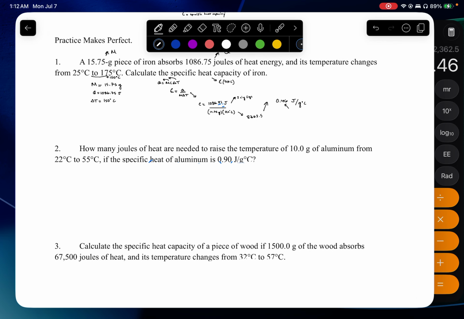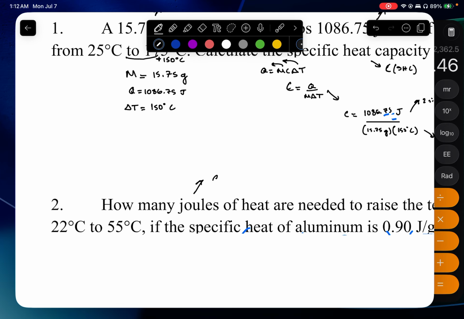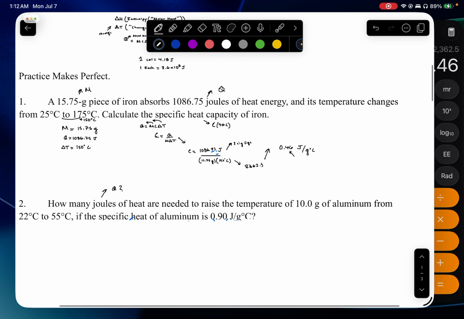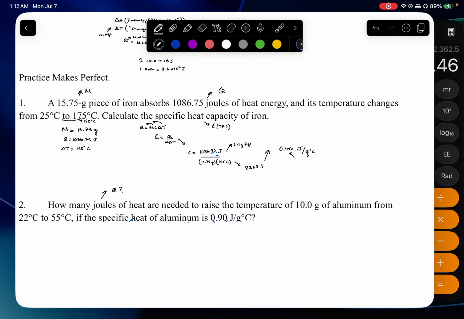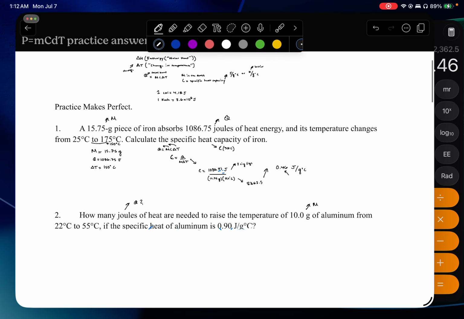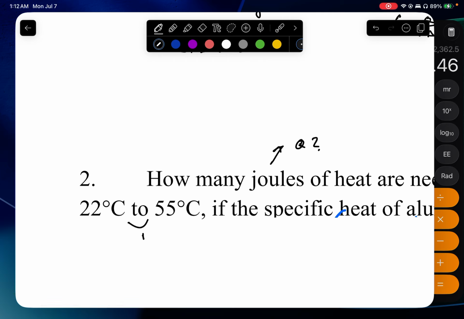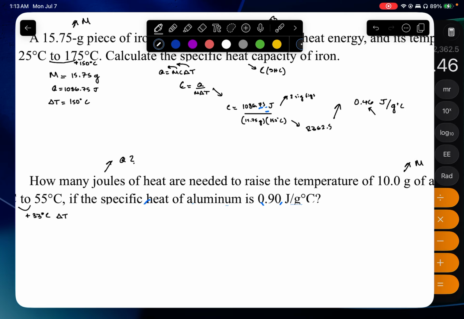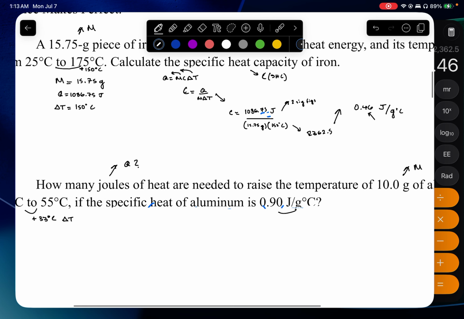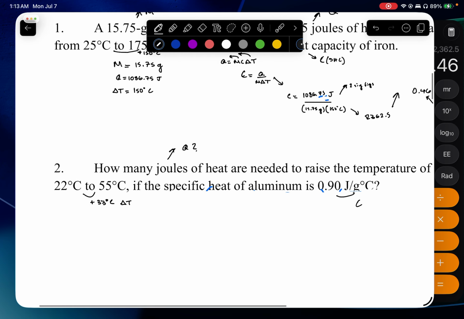Okay, how many joules of heat are needed to raise the temperature of 10 grams of aluminum from 22 degrees Celsius to 55 degrees Celsius, which is a positive change of 33 degrees Celsius, or delta T, if the specific heat of aluminum is 0.9 joules over grams times Celsius? We already know that Q is in question. Mass is the 10 grams, and 0.9 is our C. So let's write all of this down.